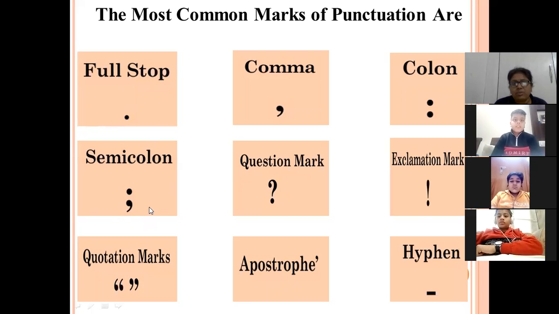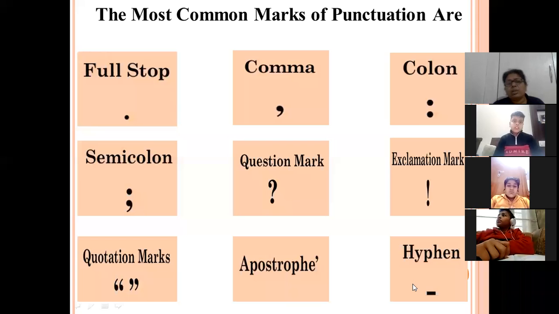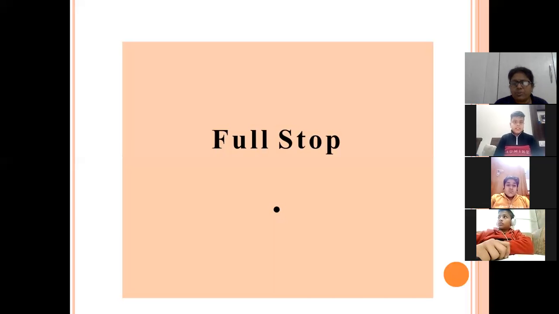So these are the common marks of punctuation. First one is the full stop. This is the mark. This is comma. Two dots, this is colon. One dot and comma, this is semicolon. This is question mark, exclamation mark. This is quotation mark, opening and ending. This is apostrophe, and this dash is known as hyphen. So one by one, we are going to study how they are used in a sentence. First one is your full stop.